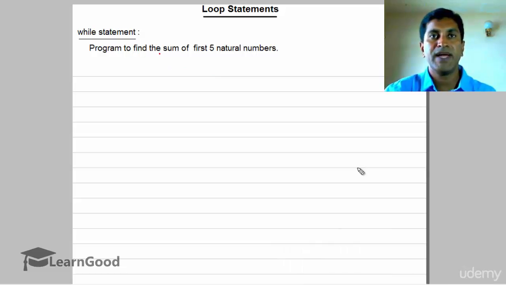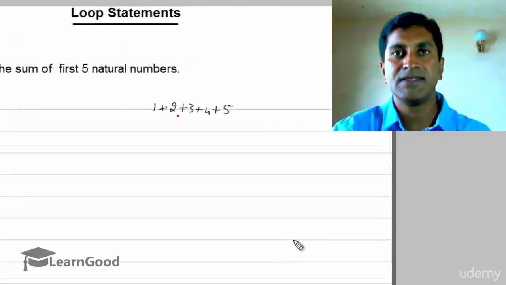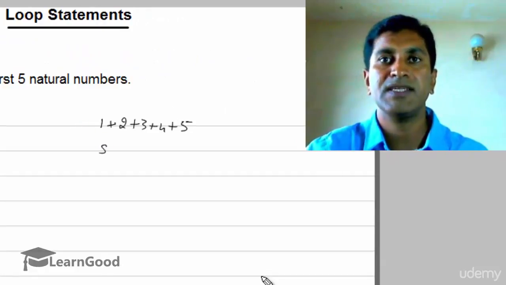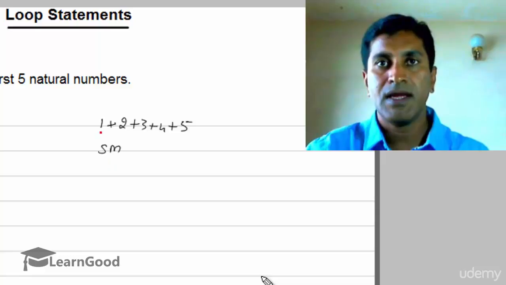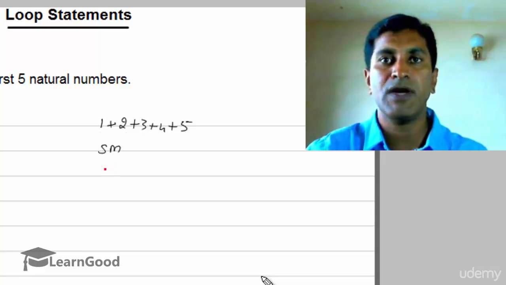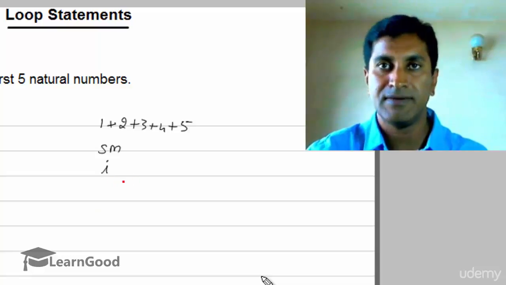We'll see a program to find the sum of first 5 natural numbers. That is, you have to add 1, then plus 2, plus 3, plus 4, up to 5. And this sum has to be stored in one variable. Let's take a variable called sum. And you have to generate the natural numbers 1 to 5. For that, we take another variable, i.